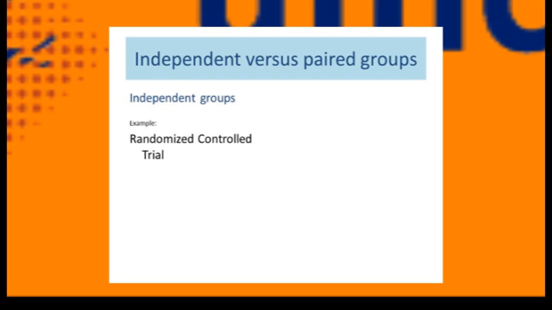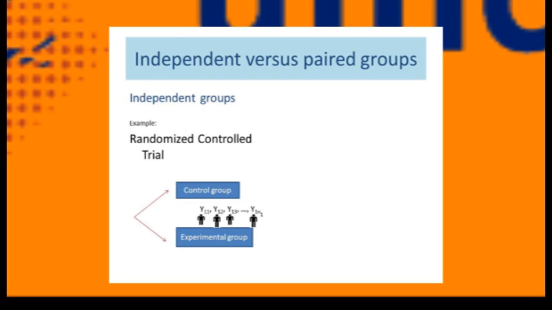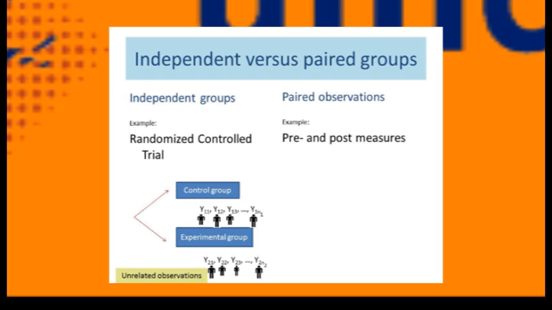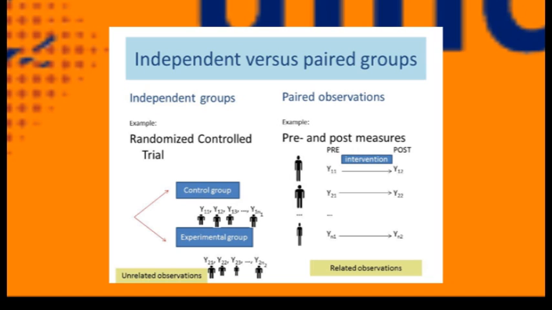To make sure you're all aware of the difference between independent groups and paired observations, I will give you an example of each situation. A well-known example of a situation in which we compare independent groups is the randomized controlled trial. Respondents are randomized to, for example, two groups, a control group and an experimental group. We observe n1 values of the outcome variable in the control group and we have n2 observations in the experimental group. The observations are unrelated. An example of paired observations is the design in which respondents have been measured twice on the same variable. For example, blood pressures before and after a physical exercise on the same n individuals. The observations within an individual are related.